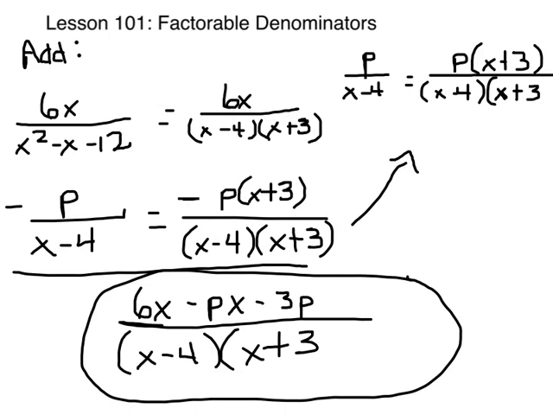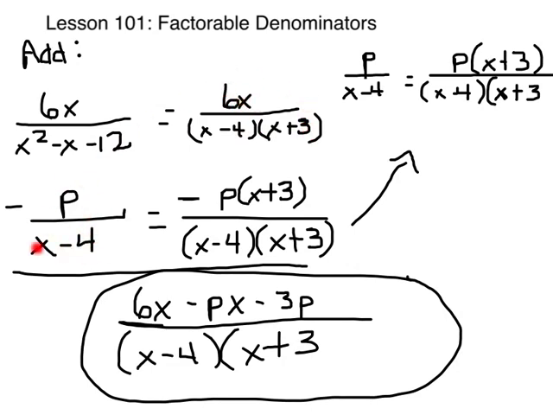Alright, so you remember adding fractions when you have to find a common denominator. And we know how to do that, and you know how to factor something such as this. So we're going to take those two skills and put them together in this lesson. So the first thing we're going to do is factor. So here, when we factor this, we have x minus 4, x plus 3. And the 6x is going to stay right there.